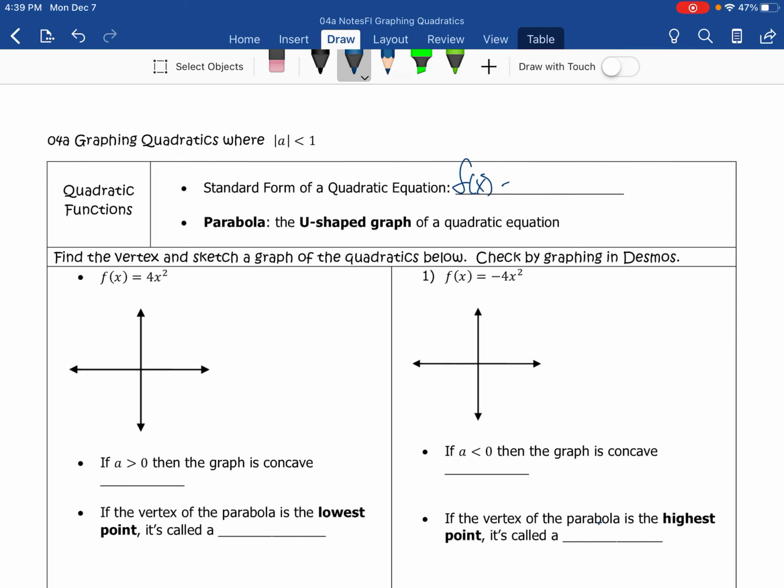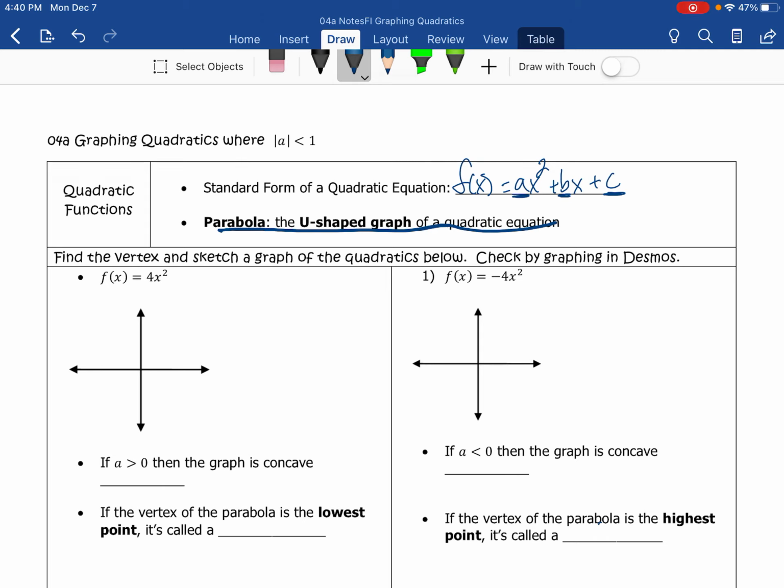You guys should be familiar with this from Algebra 1. f of x is equal to ax squared plus bx plus c, okay? Where a is the number in front of x squared, b is in front of x, and c is the number that has no x next to it. Next thing is parabola. A parabola is a U-shaped graph of a quadratic equation, which you guys should be familiar with, but I just wanted to go over the vocabulary.